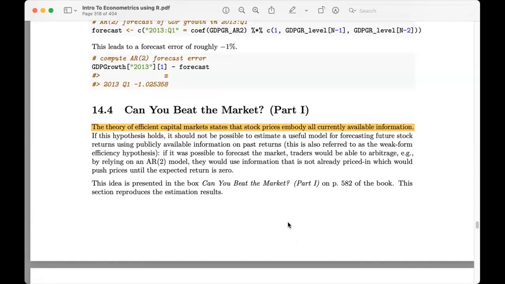If this hypothesis holds, it should not be possible to estimate a useful model for forecasting future stock returns using publicly available information on past returns. This is also referred to as the weak form efficiency hypothesis. If it was possible to forecast the market, traders would be able to arbitrage, for example, by relying on an AR(2) model that would use information that is not already priced in, which would push prices until the expected return is zero.